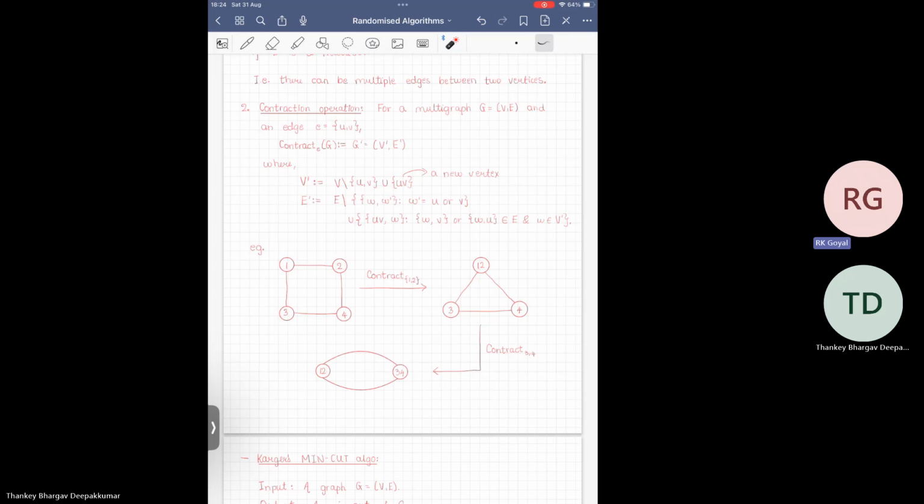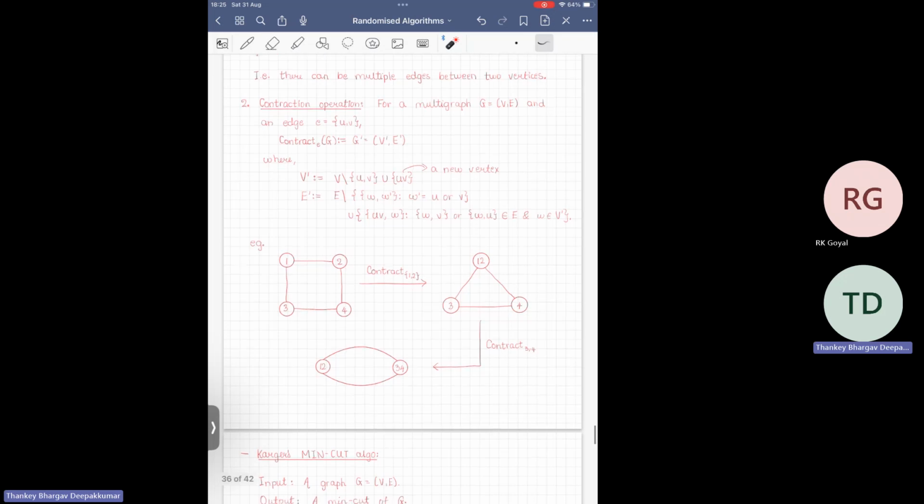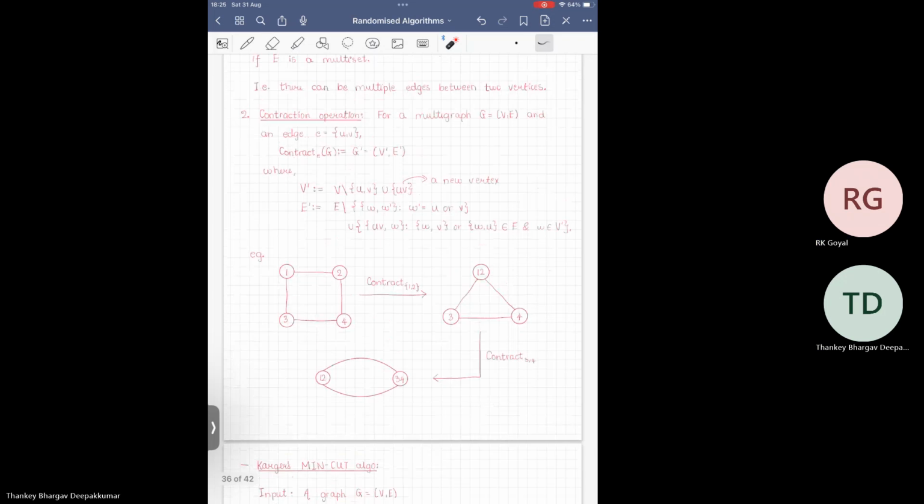My question is, why can't we merge 1, 2, and 3, 4? This is just an example, where I wanted to show, if I merge one, two, how would the edges change? Over here you can also merge one, two, three, four, but then you would have just one vertex without any edges. So this was just to illustrate the contraction operation. Is the contraction operation fine? Yes. There is a mistake where it should be contract edge three, four.